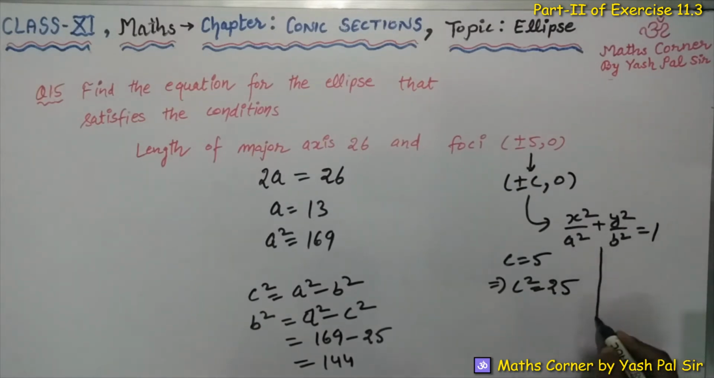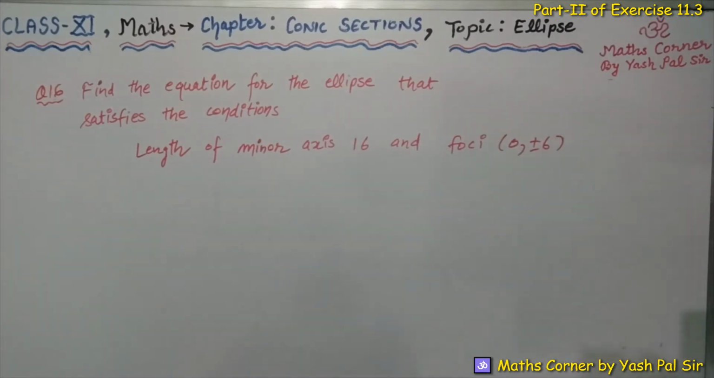So this equation becomes x square upon a square. A square is 169 plus y square upon b square, b square is 144, is equal to 1, is the required equation of the ellipse. Now next question.